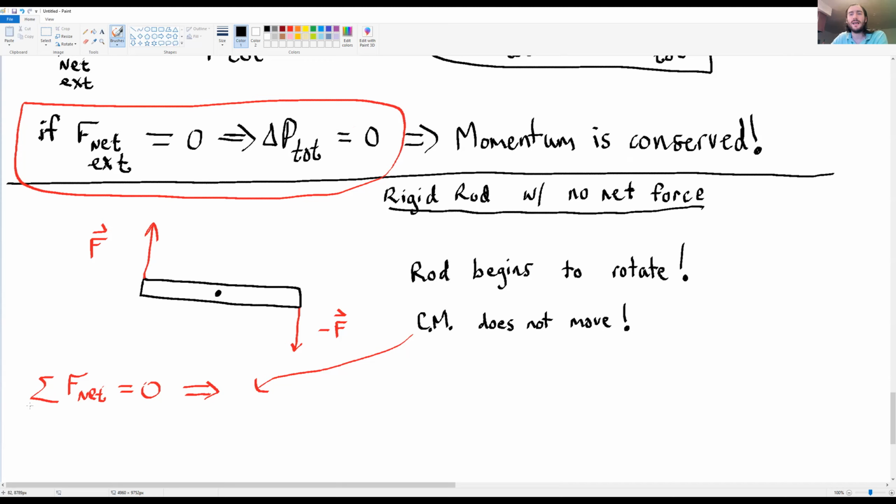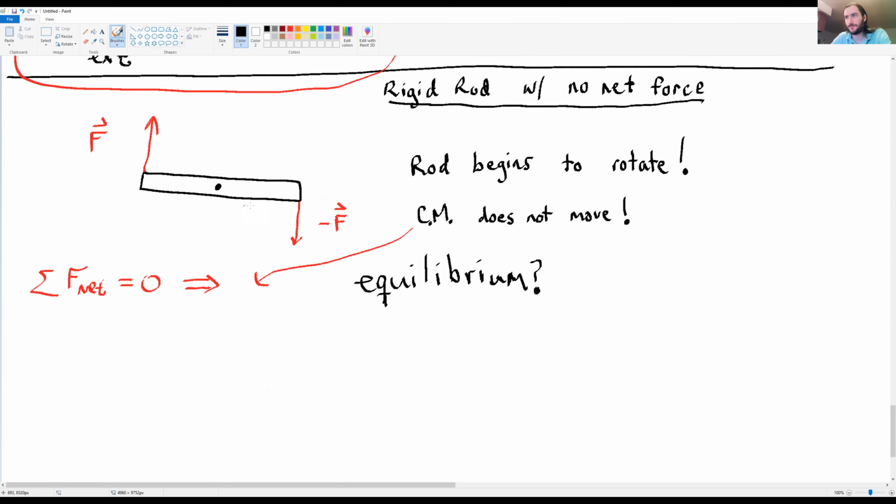And so we would have said previously that this object would be in equilibrium if it had no net force on it. But now we know that this object is going to rotate. And so maybe we should redefine what we mean by equilibrium. Okay? And that's exactly what we're going to do. Okay, so how do we describe the rotation?